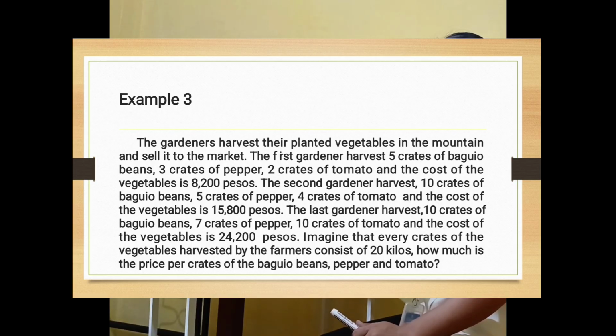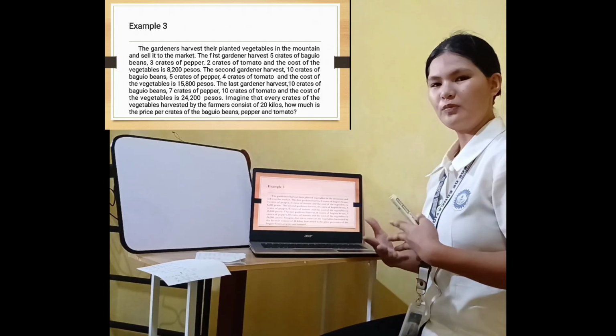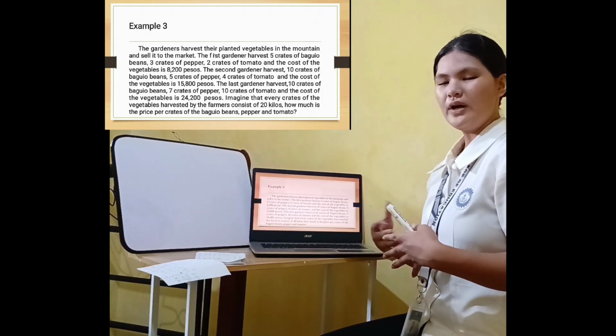The last gardener harvests 10 crates of bagu beans, 7 crates of pepper, 10 crates of tomato, and the cost of the vegetable is equal to 24,200 pesos. Imagine that every crate of the vegetable harvested by the farmers consists of 20 kilos. How much is the price per crate of bagu beans, pepper, and tomato? So since it's same process, so first step we have to determine the variable we're going to use.